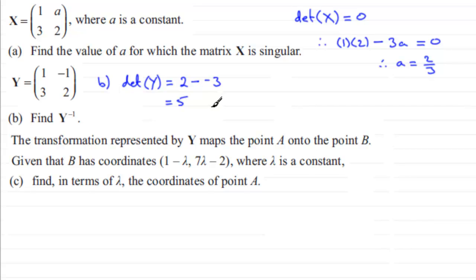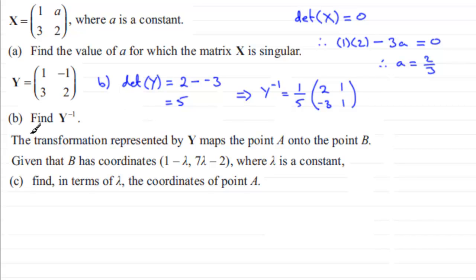That's our determinant. And that means from here we can find the inverse matrix for Y, because it is always 1 divided by the determinant, 5 in this case. Then we switch the two elements on the leading diagonal, so that's 2 and 1, and we change the sign on the two elements in the trailing diagonal, so that's going to be minus 3 and 1, and there we go, there's our inverse matrix for Y.